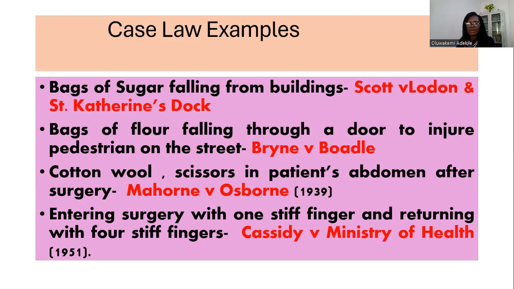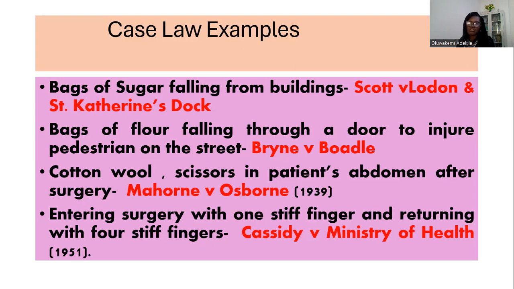In Mahon and Osborne, you found cotton wool in the stomach of a patient that had gone for surgery. Cotton wool doesn't just appear if the medical team hadn't been negligent during the surgery. Or where someone went for surgery because he was complaining that he had a stiff finger, he came out of the surgery with 5 stiff fingers. Now, ordinarily, these plaintiffs would not be able to tell us how it happened. This is what the doctor did that made cotton wool to be left in my stomach, or this is what they did negligently in the course of the medical procedure that made 5 fingers now to be stiff.